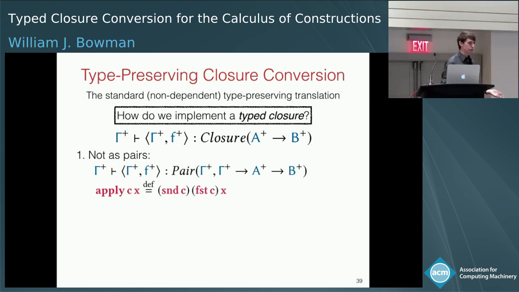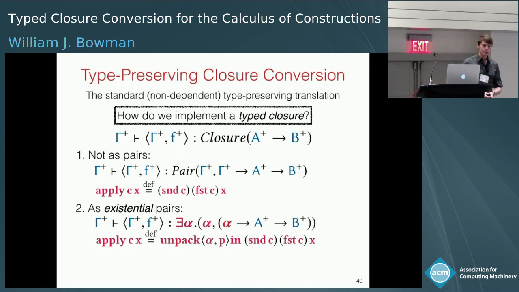Well, there's been 20 years of work on type preservation, and it tells us we use existential pairs. So we'll still use pairs, but we'll introduce an existential quantification that hides the type of the environment in the type system. Then in the implementation of apply, we'll project out the code, project out the environment, and apply the code to the environment. But it will be in the scope of this unpack that ensures that we use anything of type alpha in a particular way.